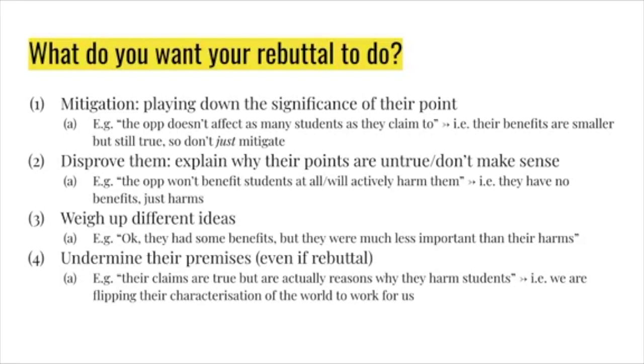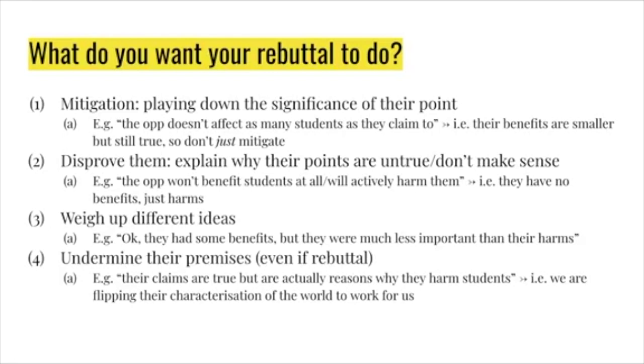And then fourthly, you can use your rebuttal to undermine the premises of the other side. So even if their claims are true, you can flip them over and explain why they are actually bad. So you might say, well, their characterization of students was true, but it didn't work in the way they thought it did. It actually proved this point for our side. So we're admitting their characterization is true, but we're saying that actually works for our side.